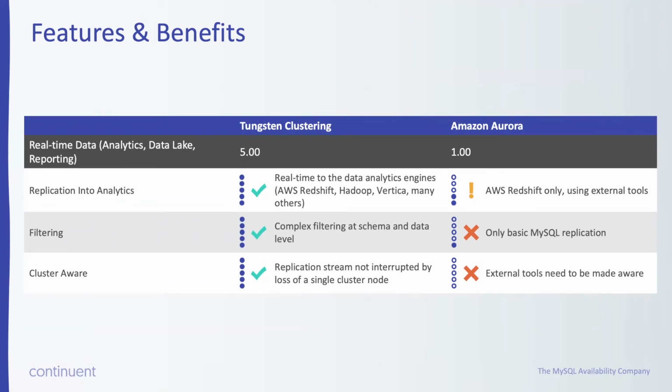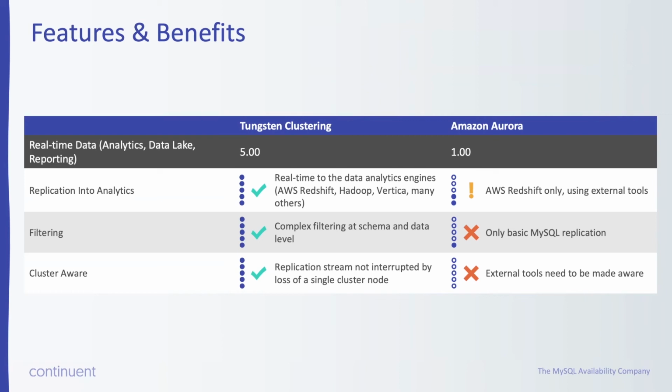How about filtering? So what is filtering? Filtering is when we're replicating, but during the replication stream, we want to change something. Maybe we want to rename the database schema. Maybe there are certain tables that we don't want to replicate or certain columns, or we want to run some transformations. Tungsten Clustering supports complex filtering at schema levels, database levels. So when you're replicating into analytics, that's really helpful because you don't have to replicate, say, your blobs and stuff that you really don't want to run analytics on and have it filling up your analytics database. Amazon Aurora supports basic MySQL replication, which is fairly limited.